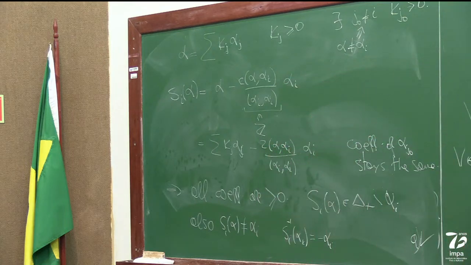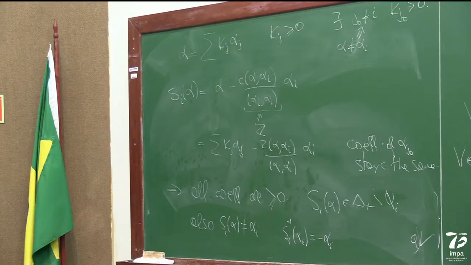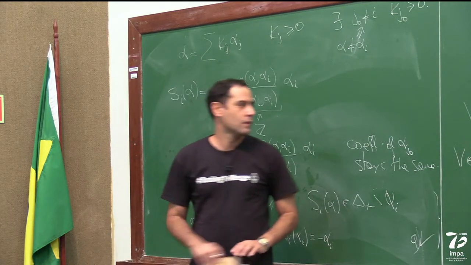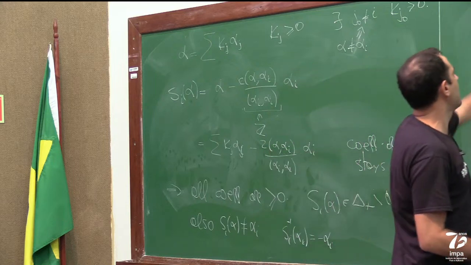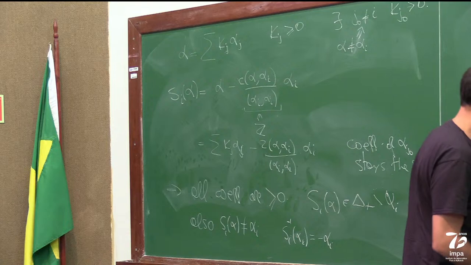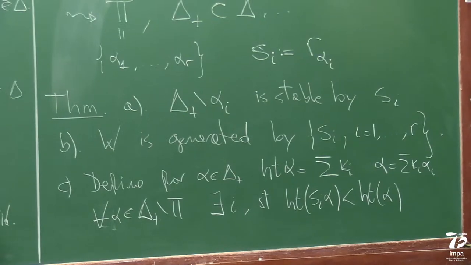OK, so let's prove that W is generated. Well, let's prove C first. C is going to imply B. So I want to prove that for any positive root that is not simple, I can find a simple root that has a lower height than it.